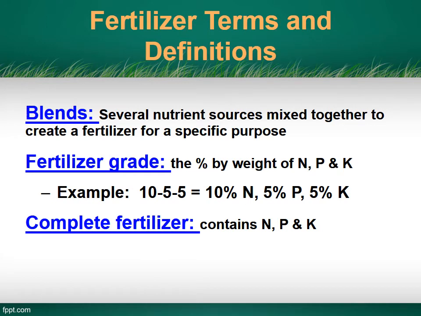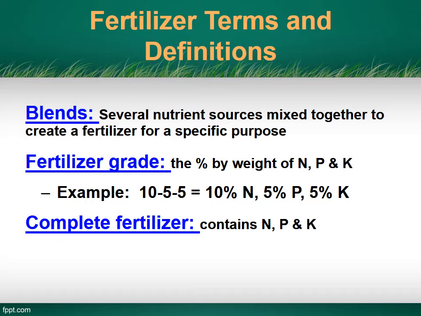So some of the different terms that you might see on a bag of fertilizer: a fertilizer blend has several different nutrient sources mixed together to create a fertilizer for a specific purpose. An example of a fertilizer blend would be citrus fertilizer, palm fertilizer. They make rose fertilizer. This is something specific that's mixed because they know exactly what kind of nutrients you would need in those fertilizers, and those nutrients are present in that fertilizer.